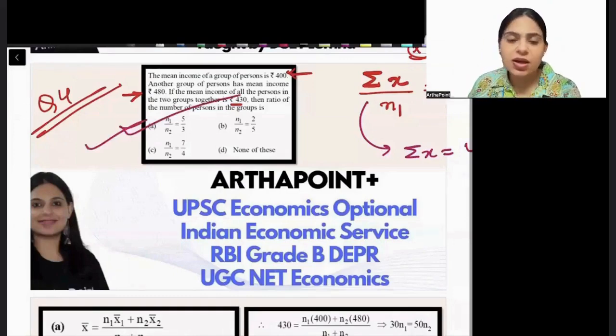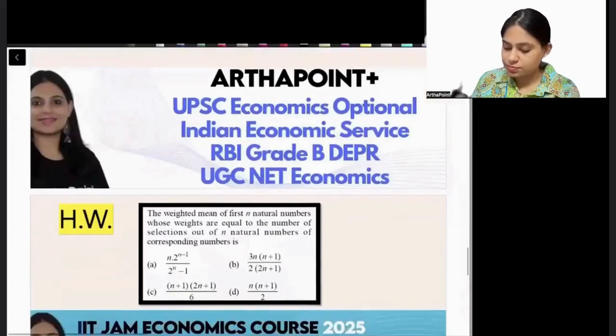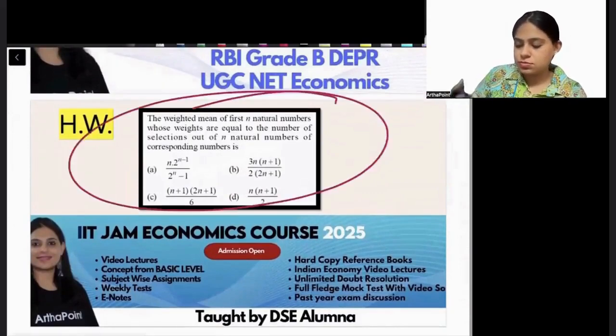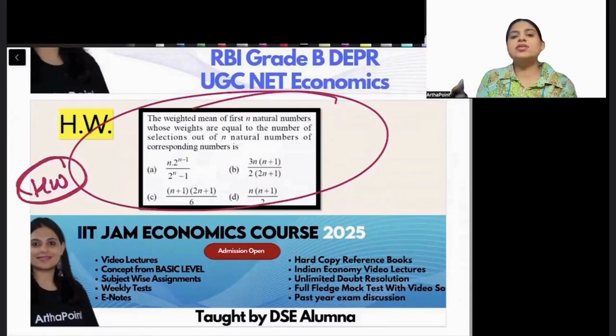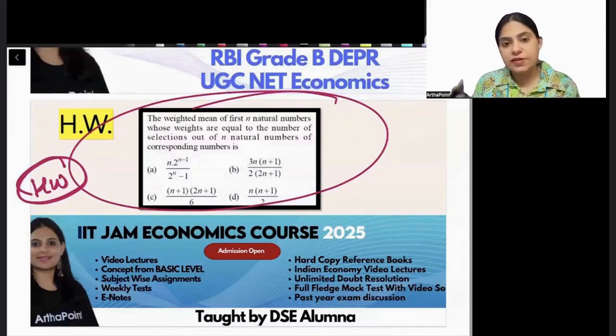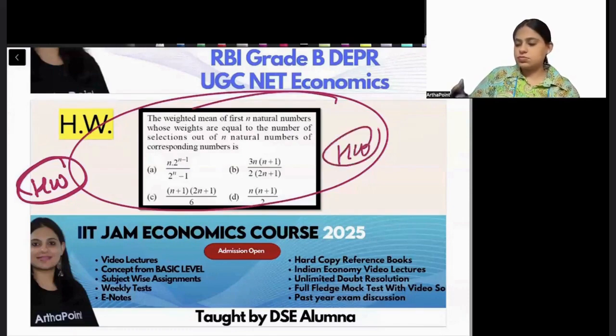Am I clear? Homework question, beta. Try to answer this question yourself. The weighted mean of the first n natural numbers, whose weight is equal to the number of selections out of n natural numbers, is given to you. You need to tell what will be the weighted mean. So it's a homework question. Try to do this yourself. Okay? Clear? Okay, beta. Thank you.